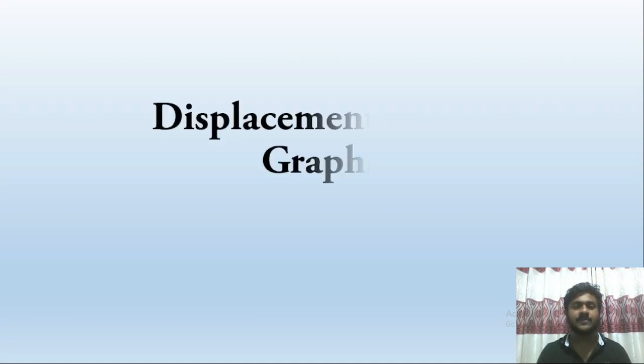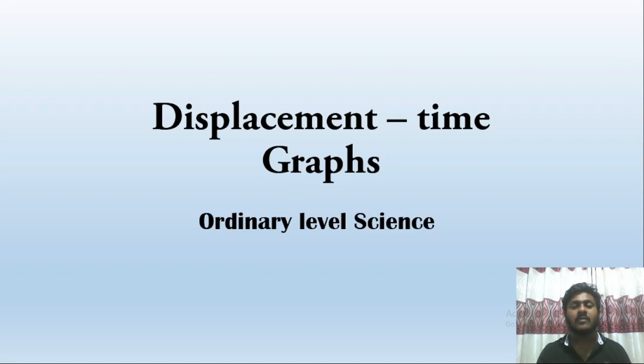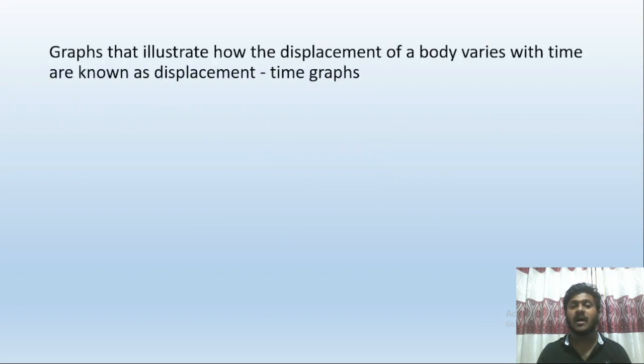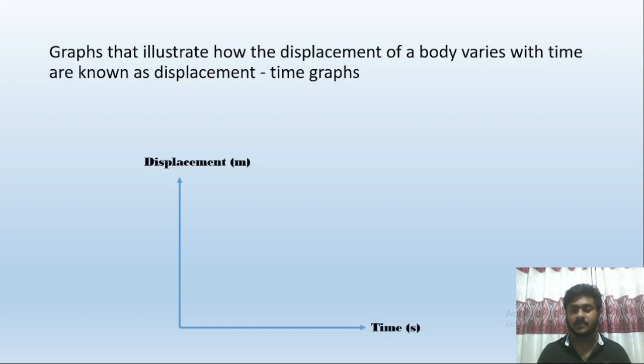Hello, you are welcome to one of the most important physics lessons in your ordinary level science syllabus. That is the displacement time graphs. First, we have to identify what a displacement time graph is. A displacement time graph is the graph that illustrates how the displacement of a body varies with time. It is drawn by representing displacement on the y-axis and time on the x-axis.